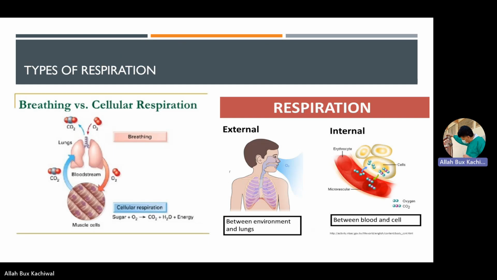So the types of respiration, if you see breathing versus cellular respiration, it takes place from the inhalation of oxygen or exhalation of carbon dioxide into the lungs, and travels through the blood, the oxygen and the carbon dioxide, and goes into the tissues or cells or into the mitochondria where they are converted into energy. The external respiration is between the environment and the lungs, whereas the internal respiration is between the blood and the tissues.